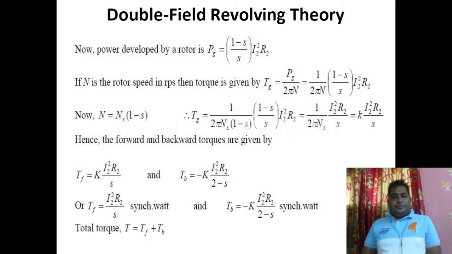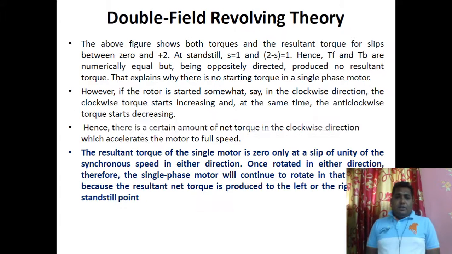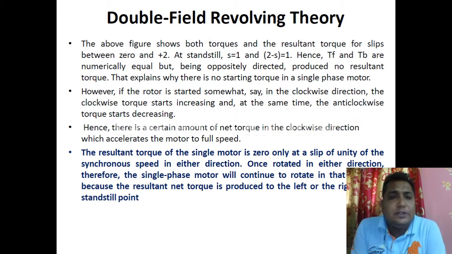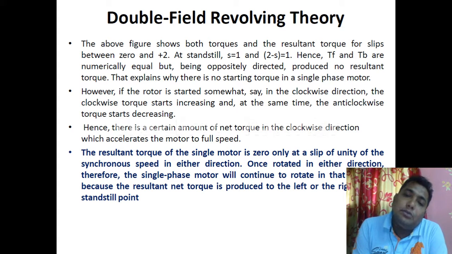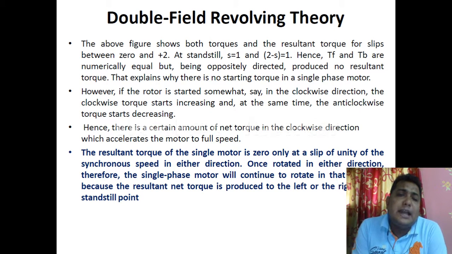Okay, so the total torque is the summation of the forward torque and the backward torque. The figure shows both torques and the resultant torque for slip between 0 to 2. At standstill, slip is equal to 1 and 2 minus s is equal to 1. Hence Tf and Tb are numerically equal but oppositely directed, so they produce no resultant torque. That explains why there is no starting torque in a single phase induction motor.